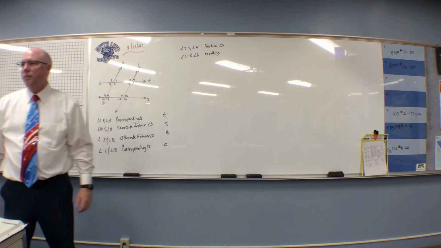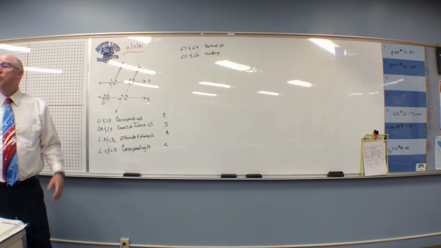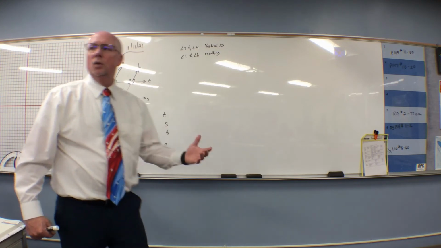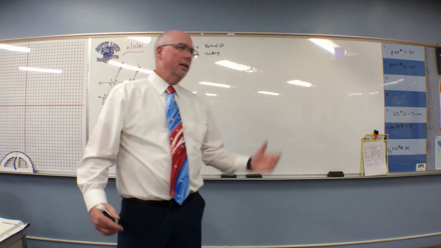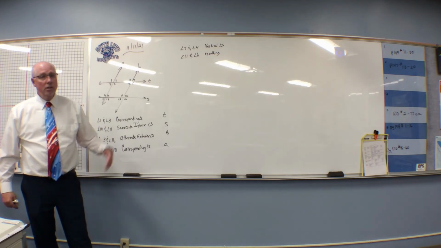So does that go back to the if-then statements? Yes. The transitive property is an if-then statement. If A equals B and B equals C, then A equals C. Yes, it is. That is the transitive property. Okay, do you see how that works?